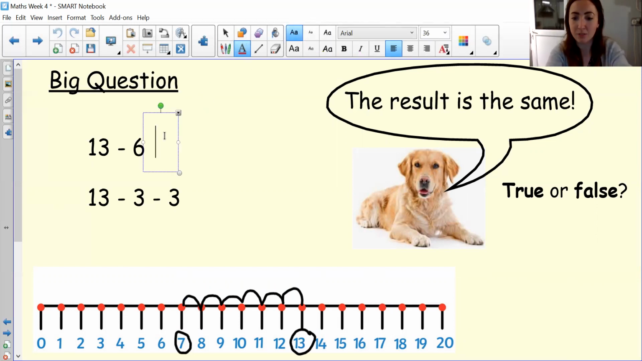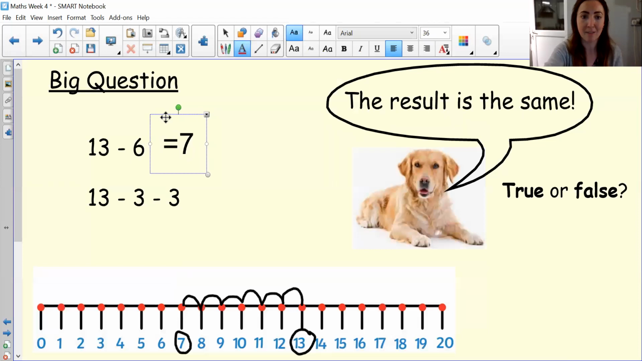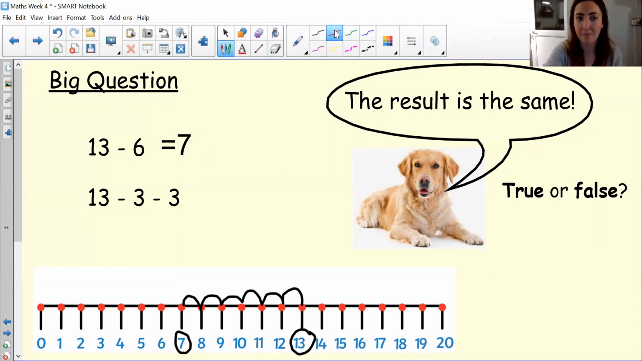Now, if Stevie is right, and she says that the result is the same for both, then that should mean that 13 take away 3 also equals 7. Shall we check? Use a different colour. I'm starting on 13 still. And then I need to take away 3.